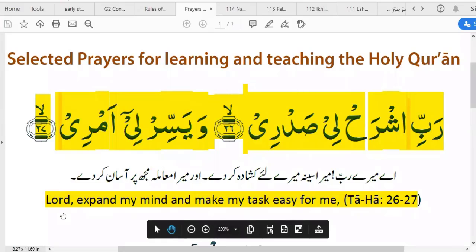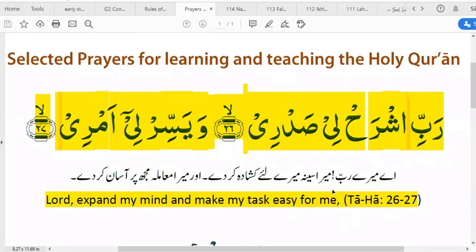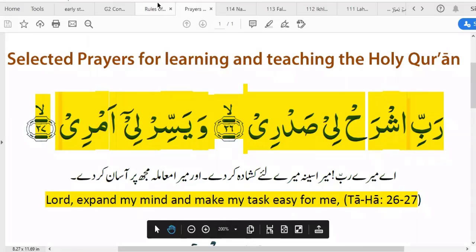Jazakumullah. And can you read the translation for me as well, please? Lord, expand my mind and make my task easy for me. Jazakumullah. Very well read. Jazakumullah for your help and participation. And until next time, Allah Hafiz. All right.